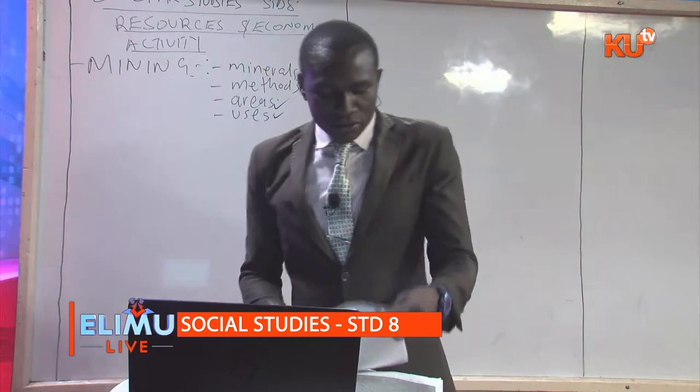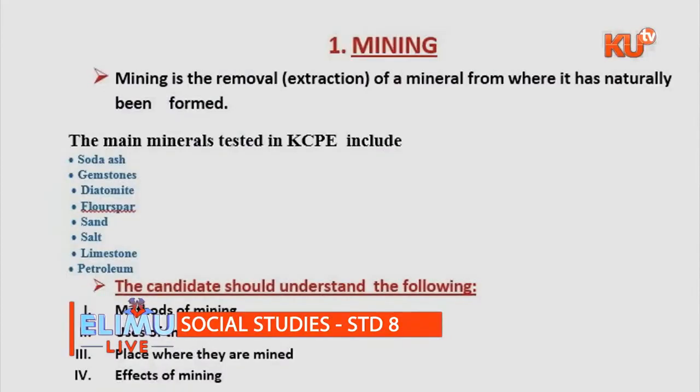And as you can see on the screen, there is a summary of these minerals. Fluorspar, for example, is mined through open cast mining, and it is mined in Kimwarer. Number 2, you have limestone. It is also mined through open cast. Number 4, we have diatomite. We also have gemstone, salt, gold, soda ash, and petroleum.